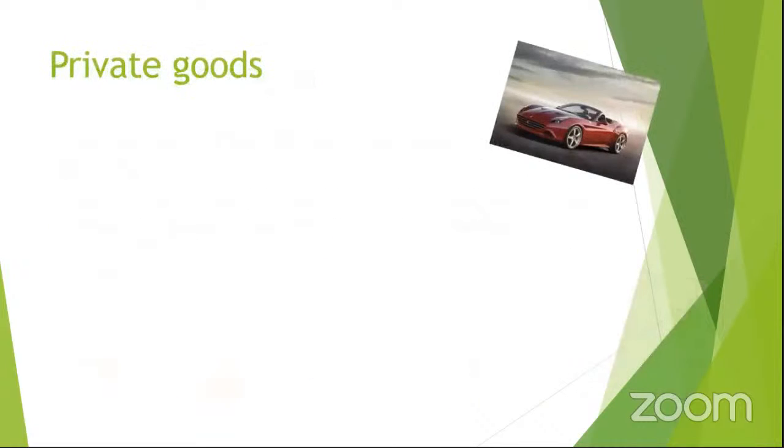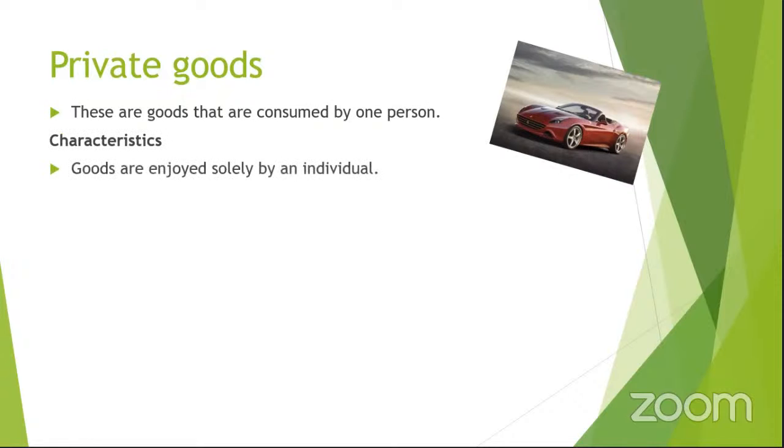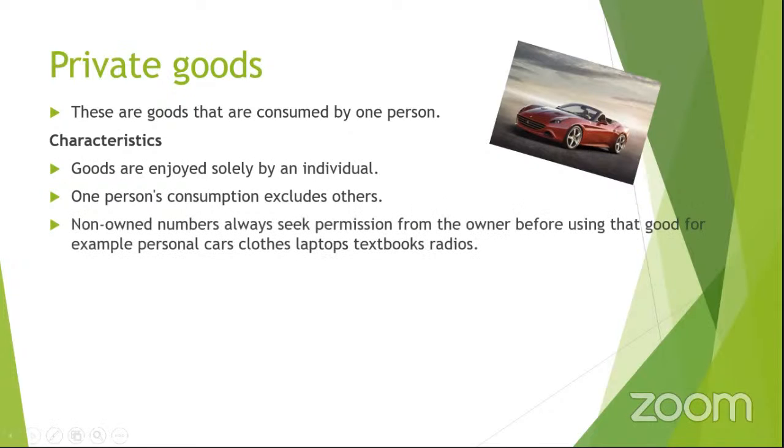The next type of good is private goods. They are consumed by only one person, so it's owned by one person. Characteristics: goods are enjoyed solely, used by an individual, so they are not shared. One person's consumption excludes others. So when you consume it, others are not included.